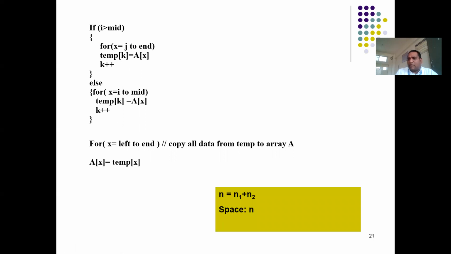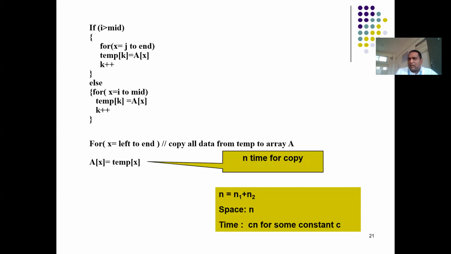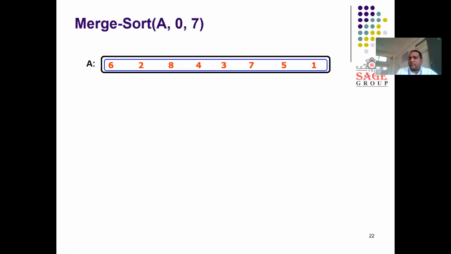What is the space complexity here? Order of n is the space complexity, and the time complexity is order of n for merging only. Then we are seeing an example of merge sort.